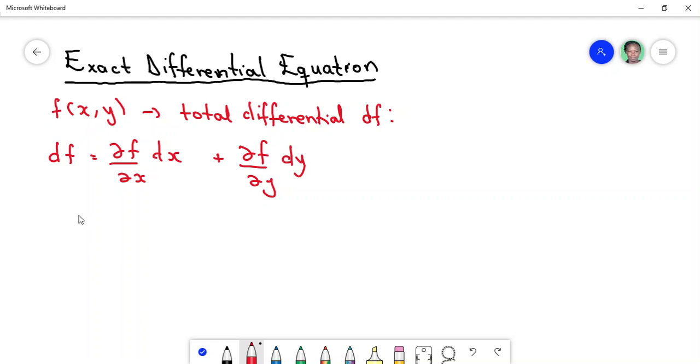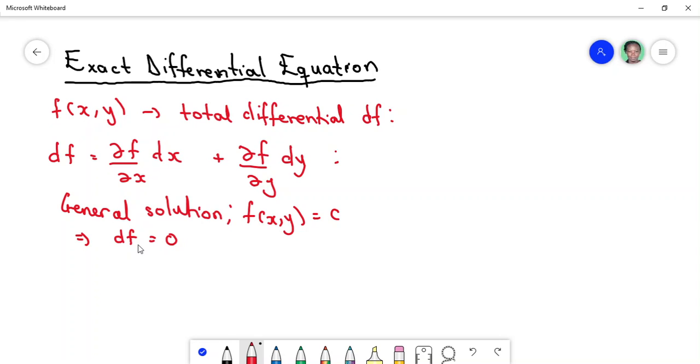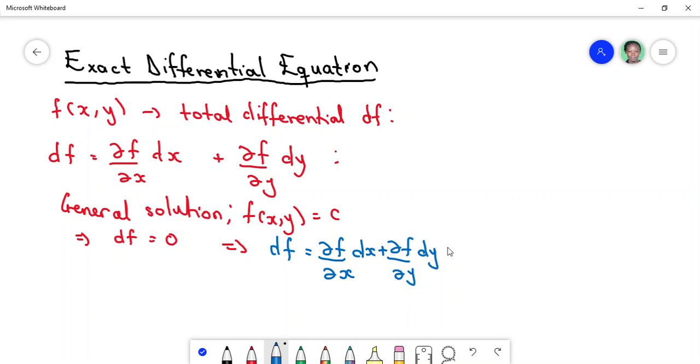If I want to find the general solution, so let's say the general solution of F of x, y equals C, satisfying the condition that df is equal to 0, then I could write df to be equal to the partial derivative of f with respect to x dx, plus the partial derivative of f with respect to y dy to be equal to what? 0. What do you realize here?